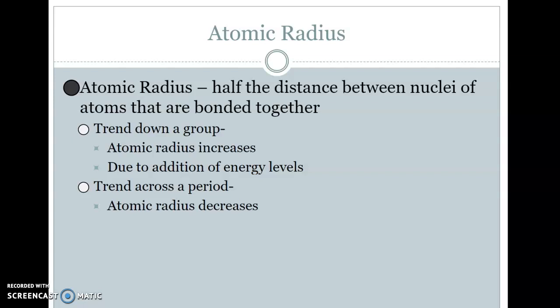It's getting gradually smaller as we move from left to right because every proton that is added to the nucleus is also matched with an electron added to the valence shell, and we have an increase in nuclear attraction. So that means that moving left to right, we are going from larger atoms to smaller atoms.